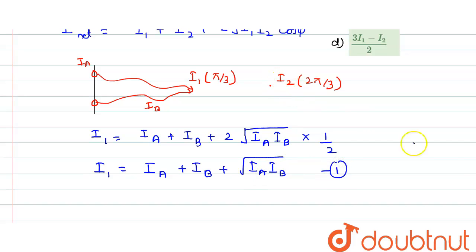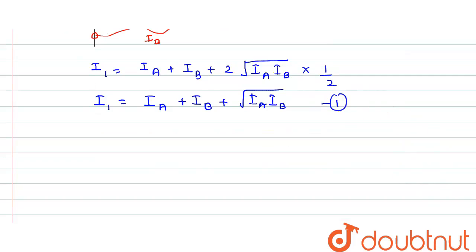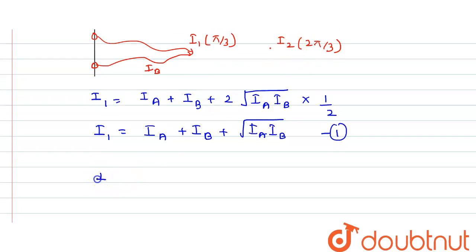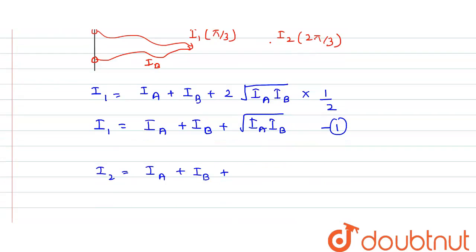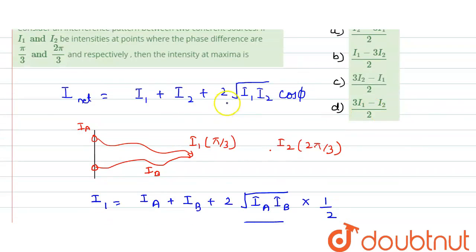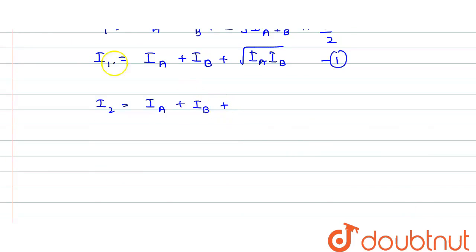Now, we apply the same result at the second point, where the net intensity is I2. So I2 would be equal to IA plus IB plus 2 square root of IA IB cos of phi. The value of phi is 2 pi by 3, and the value of cos 2 pi by 3 is minus 1 by 2. If we put in minus 1 by 2, the 2 would cancel and it would be just minus 1. Earlier the value was plus 1 by 2, now it is minus 1 by 2, so it would be IA plus IB minus square root of IA IB. Let's call this equation 2.